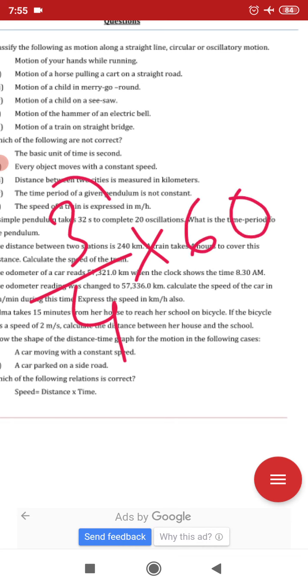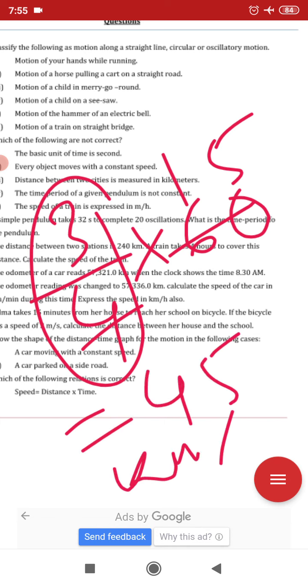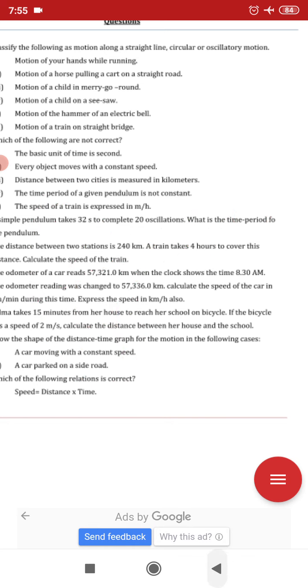So in 1 minute 3 by 4 kilometer, then how much will it go in 1 hour? You know that there are 60 minutes in 1 hour. So 4, 15, 16, so 45 kilometer per hour. Okay, or you can multiply 0.75 by 60, you'll get the same number.